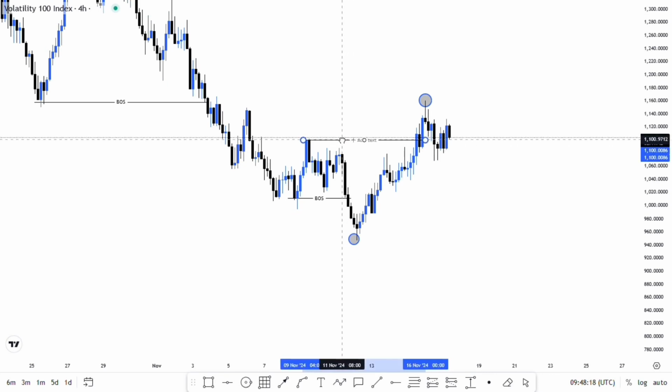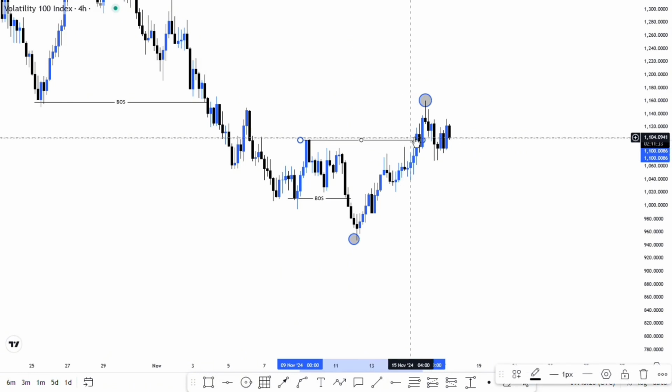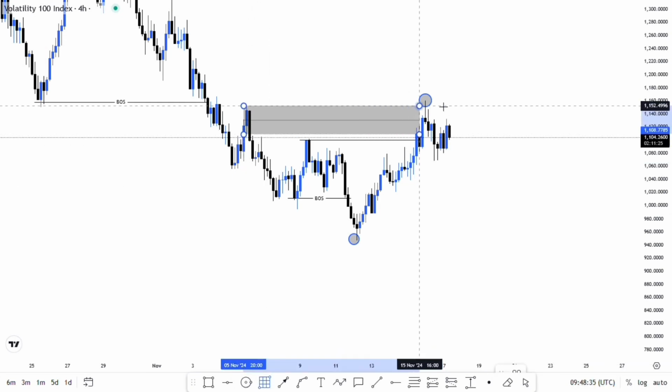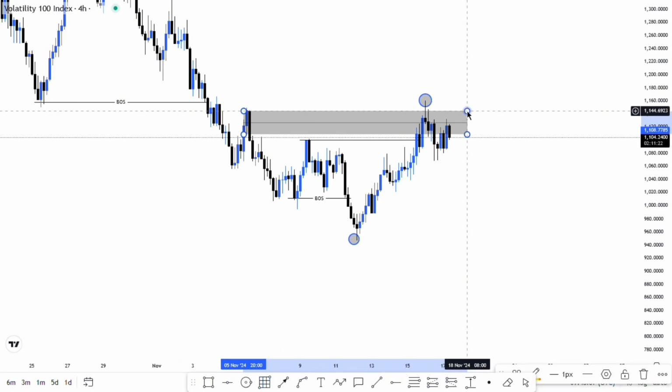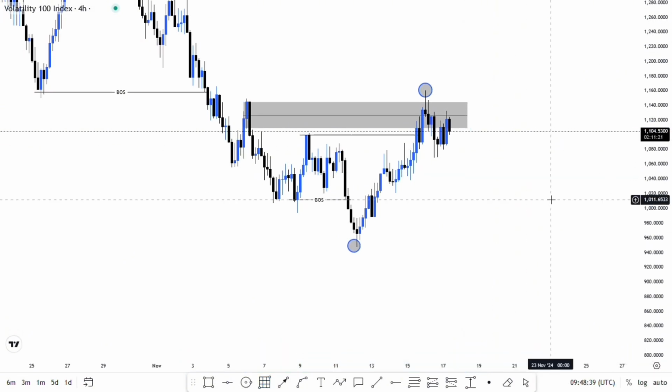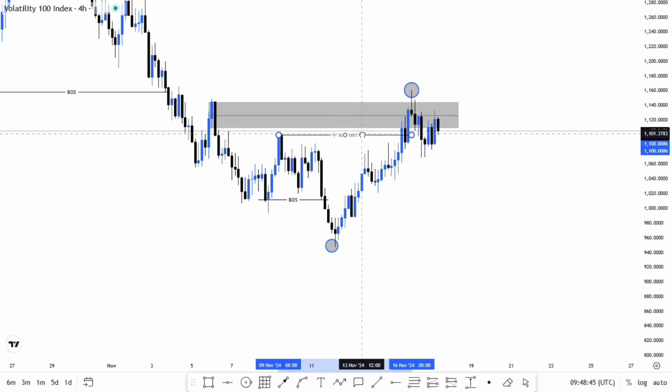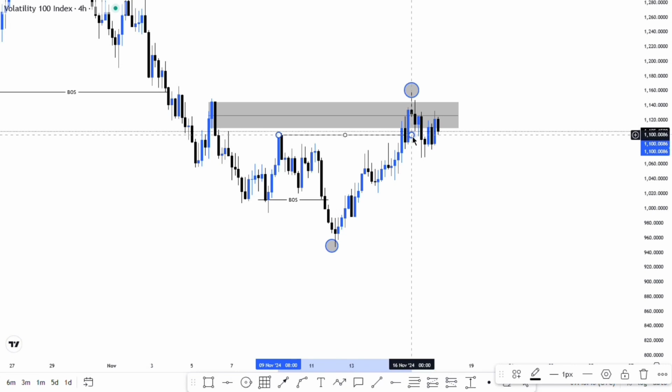This was not a change of character in a sense, but there was a break of structure. This is just liquidity which has been swept. Price swept this liquidity to tap into this order block right here. As you can see, we have this 4-hour order block at this point. So this was an inner structure. This was more like an inducement which could have tempted other traders to place their sell trades at this point.